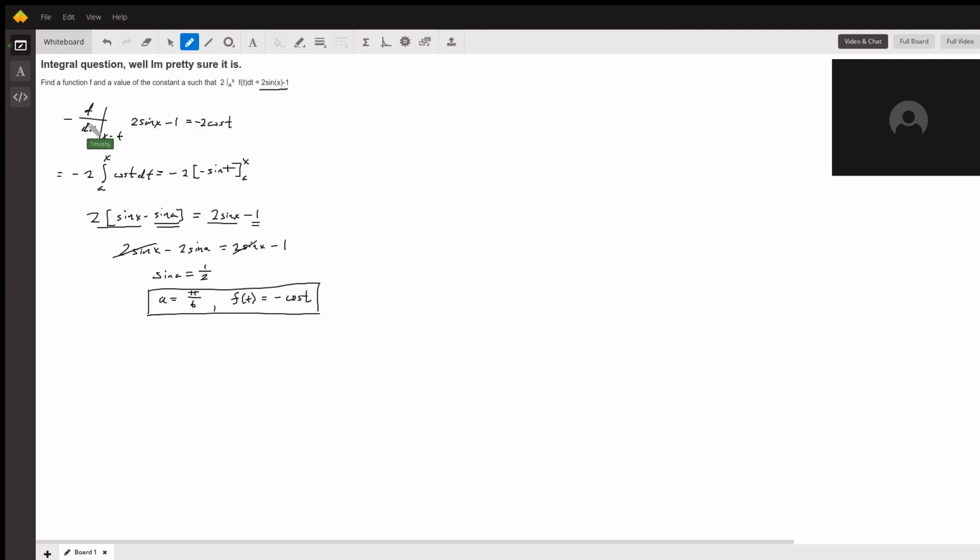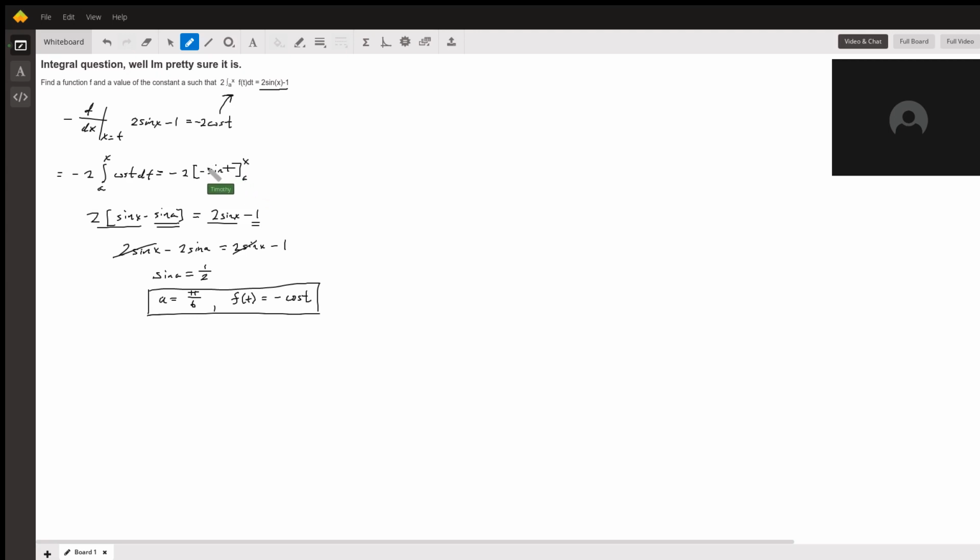So I take the negative derivative with respect to x, at x equals t, of 2 sine x minus 1, and we get negative 2 cosine t. Then what we do is we bring this into here. So this is really 2 times negative cosine t either way. And what you get is negative 2 times negative sine t, x from a to x.